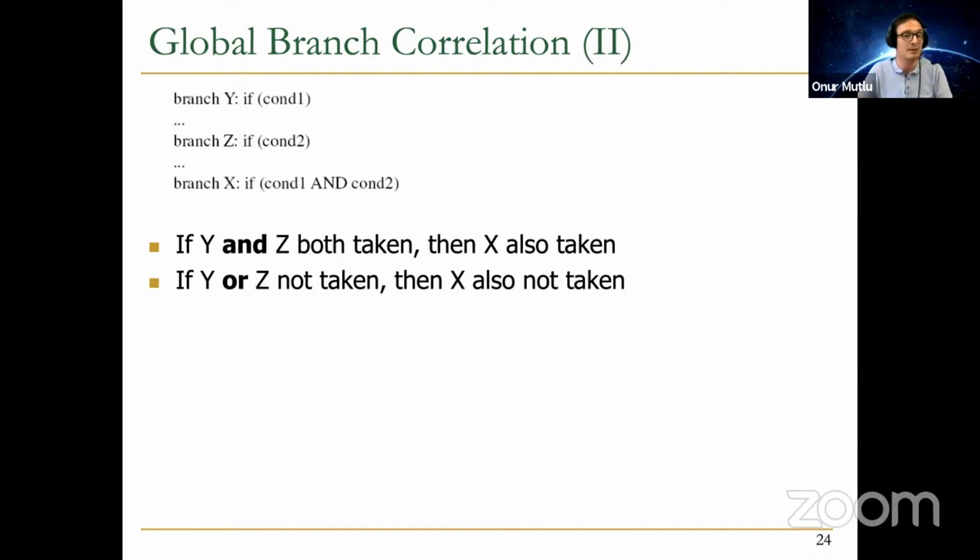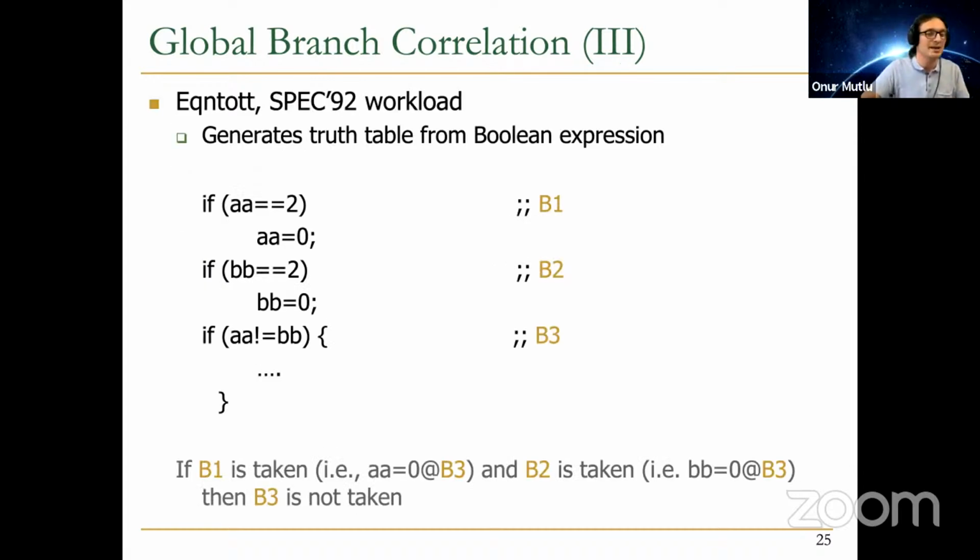Right? Another example, maybe more sophisticated. The first branch tests condition 1, the second branch tests condition 2, the third branch tests both conditions. And if the first branches, Y and Z, are both taken, then X is also taken because both conditions are true in that case. If Y or Z is not taken, then X is also not taken because at least one condition is false in that case. Right? So you can come up with many, many examples like this.